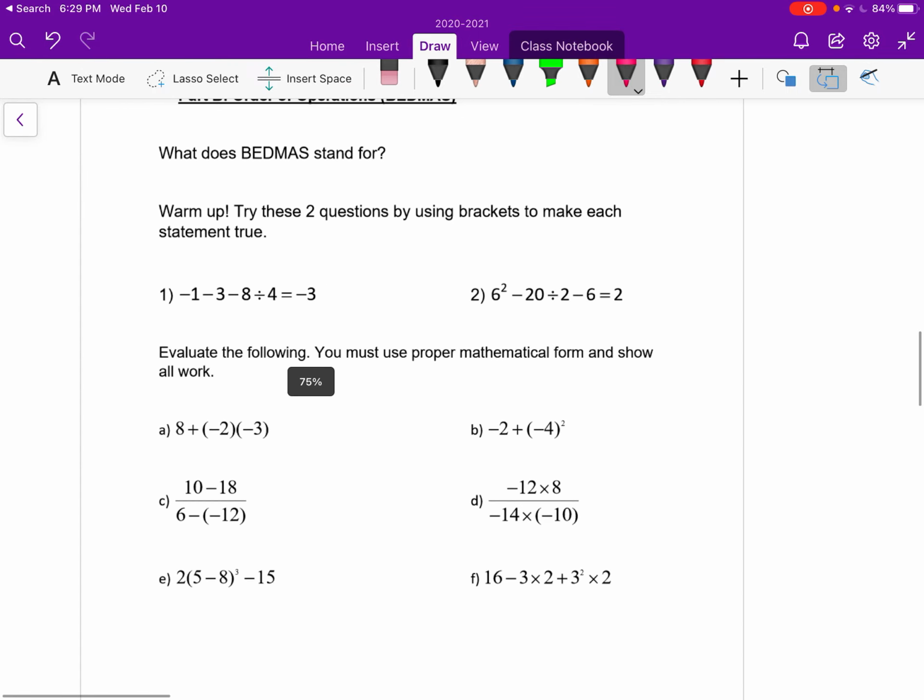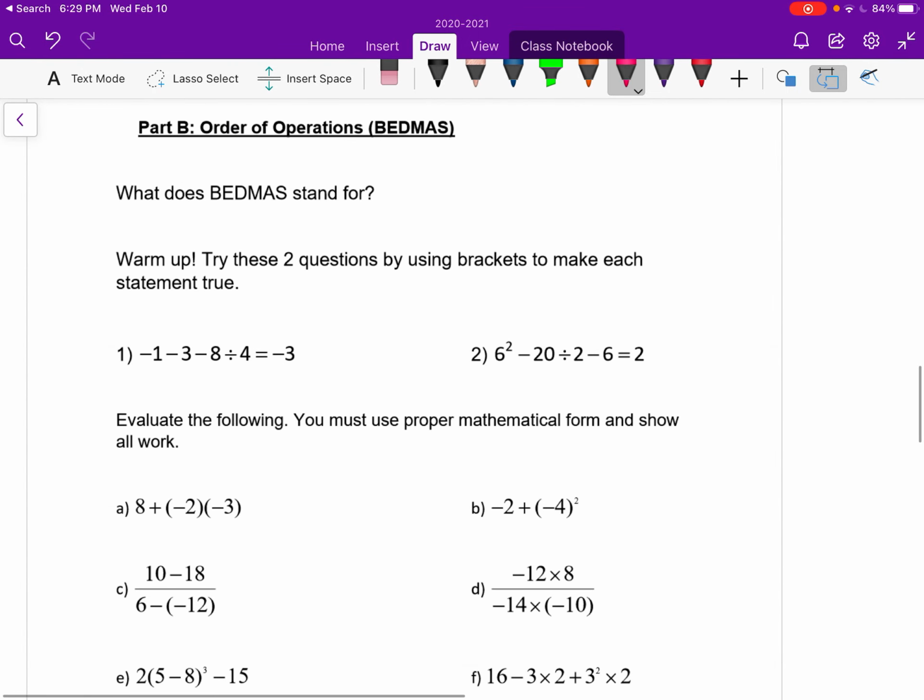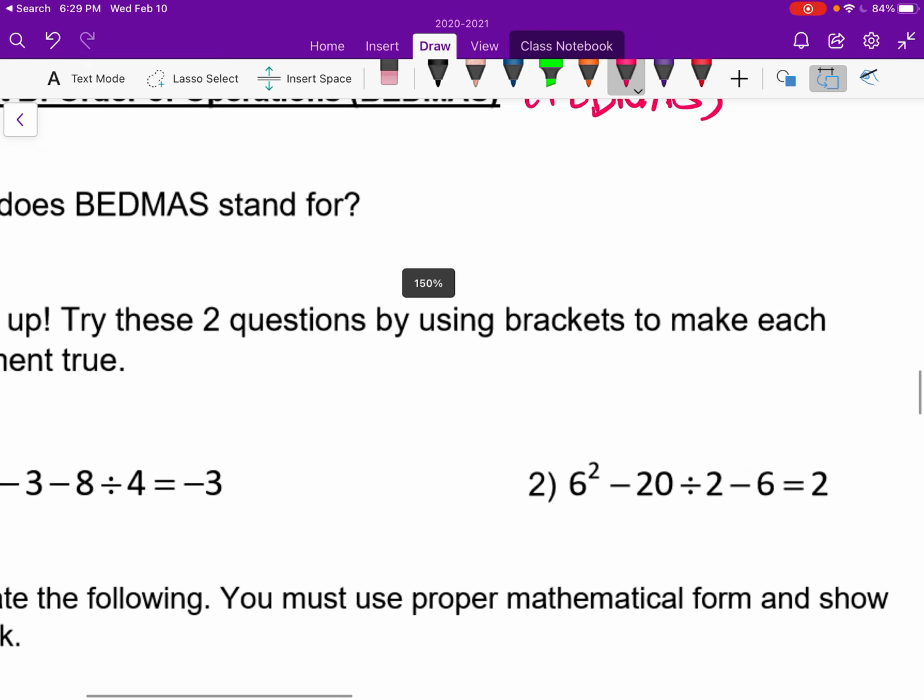Moving on, we're going to do part B, which is order of operations, or as we call it, BEDMAS. Some of you might actually call this PEDMAS, right? The P and the B basically just stand for either parentheses or brackets. It just depends on how you learned it. It means the same thing. Okay? So what does BEDMAS actually stand for?